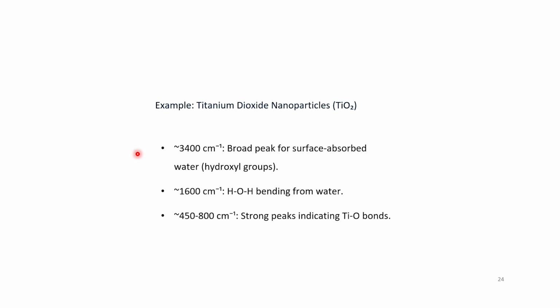So, you will know that at this particular wave number this peak comes, then your material is this. And then at 1600 you will be getting HOH bending from water. At 450 to 800 you will be getting strong peaks, which indicates TiO bonds. This is specific for titanium dioxide nanoparticles. So this peak you will be obtaining, you will be knowing that this TiO2 is present in your sample.